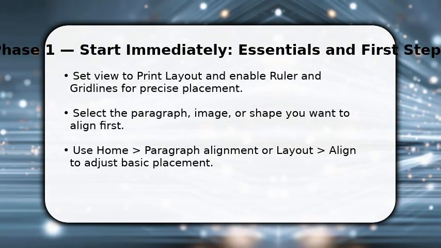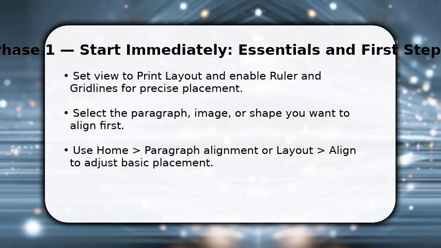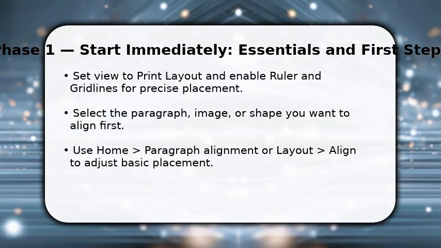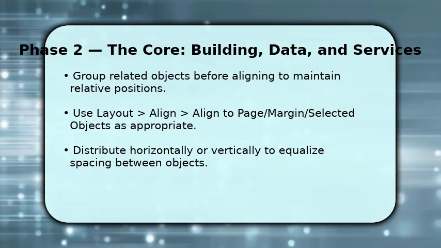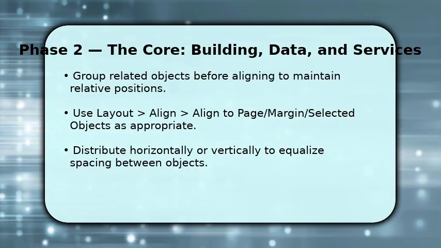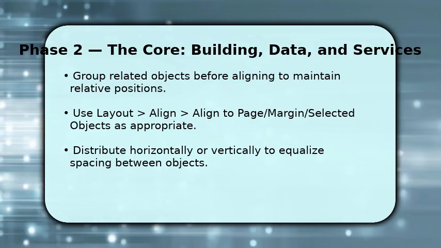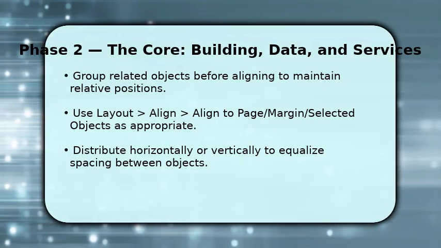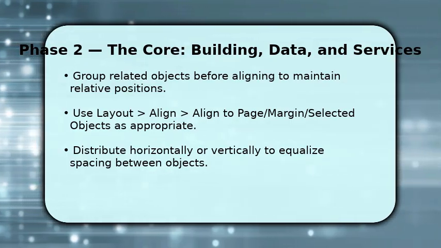Once done, nudge items with the arrow keys for fine adjustments. This gives precision versus dragging with the mouse. You now tackle complex alignment with grouping and alignment anchors. Group images or shapes so they move together. This prevents one from drifting while another snaps into place.